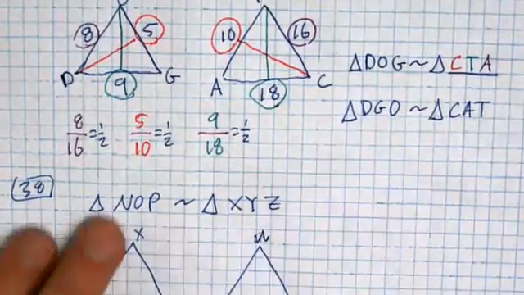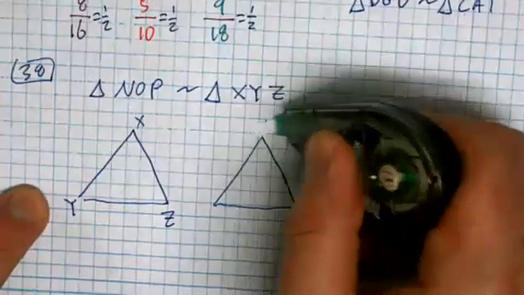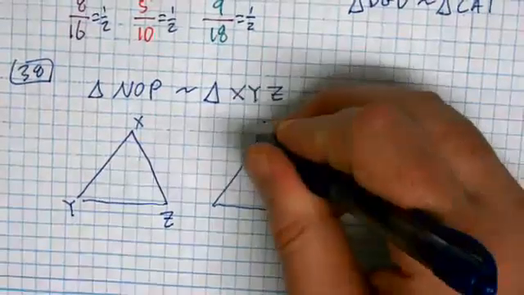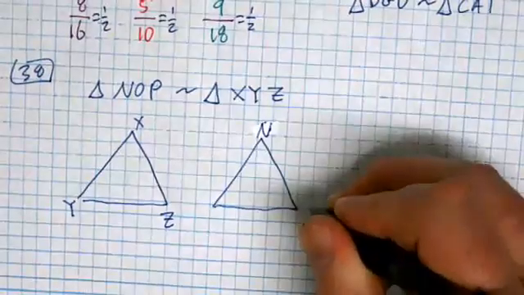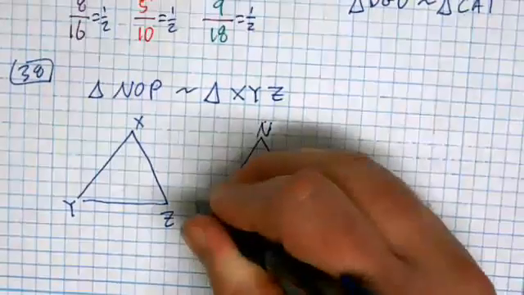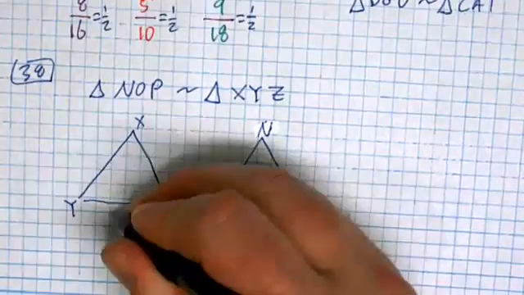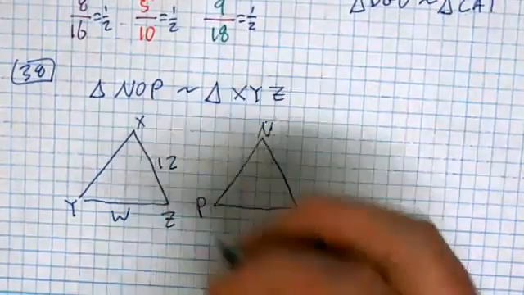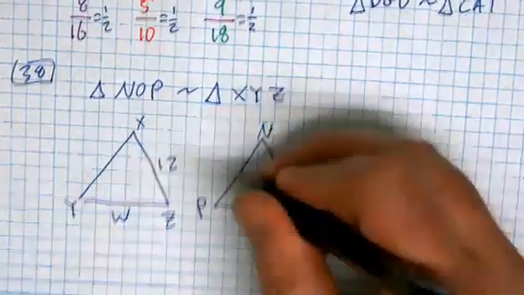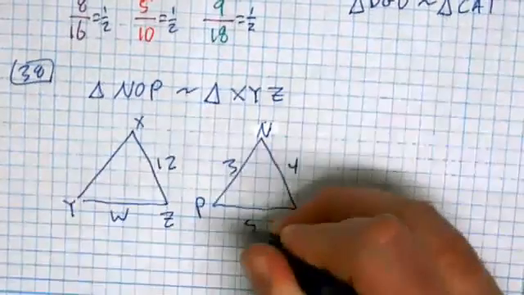It's trying to be an N up there. Sorry. Recentering. Now, I've drawn them so they look basically the same size again. This is W, this is 12, this is 3, 4, and 5.